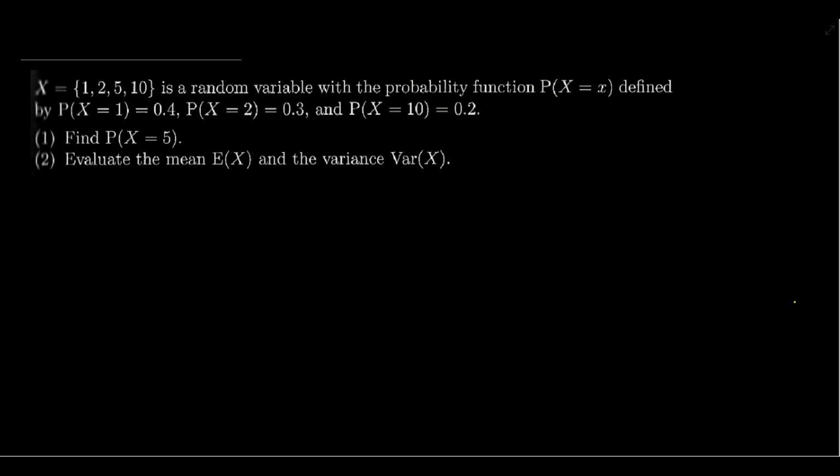If x is a random variable with the elements 1, 2, 5, and 10, with the probability function p(x) equals the probability that X equals x, defined as: probability for x equals 1 is 0.4, probability for x equals 2 is 0.3, and probability for x equals 10 is 0.2. Number 1, find the probability for x equals 5.